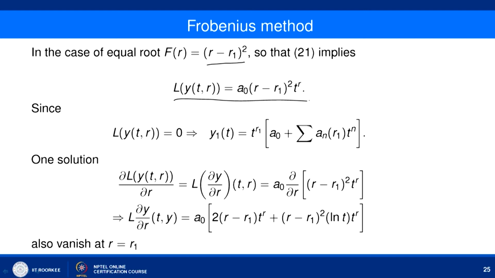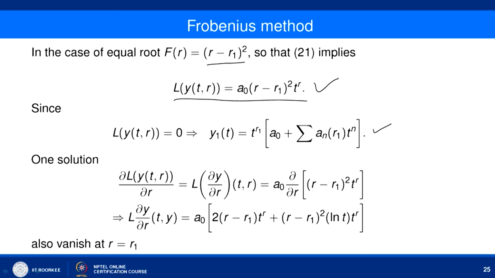Now, we already know that when y is equal to y1(t), we have 0 of this. So, for r equal to r1 we already have a solution, that is L of y(t, r1) equal to 0, and the solution y1(t) equal to t to the power r1 times a_0 plus the sum from n equal to 1 to infinity of a_n(r1) t to the power n. That we already know, so one solution is given by this. To find the other solution, let us differentiate this equation with respect to r.